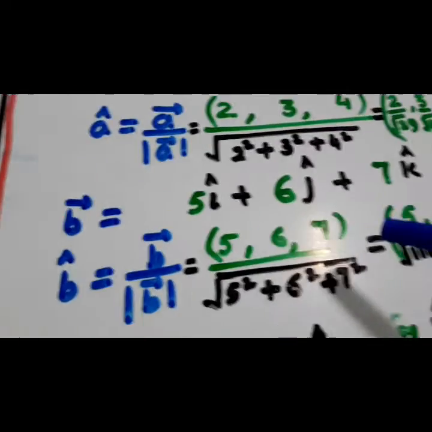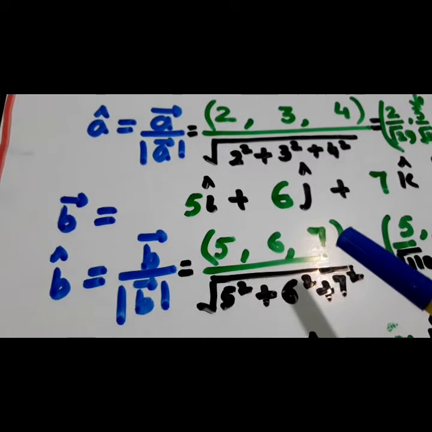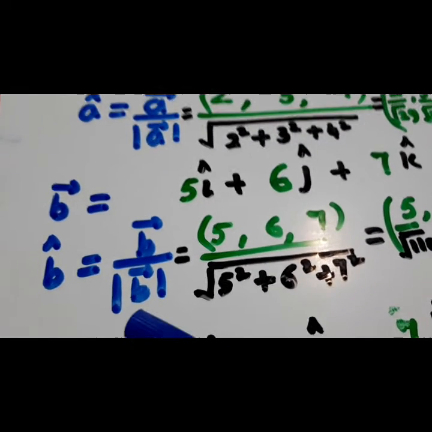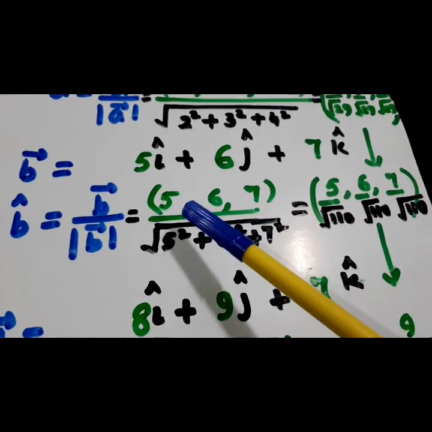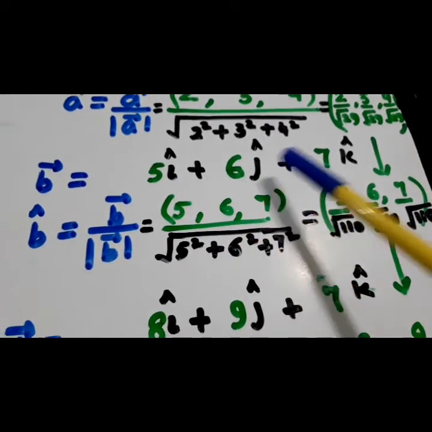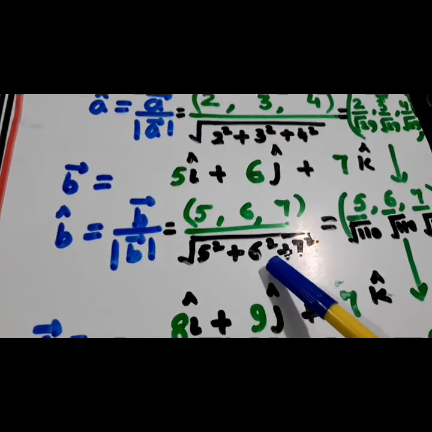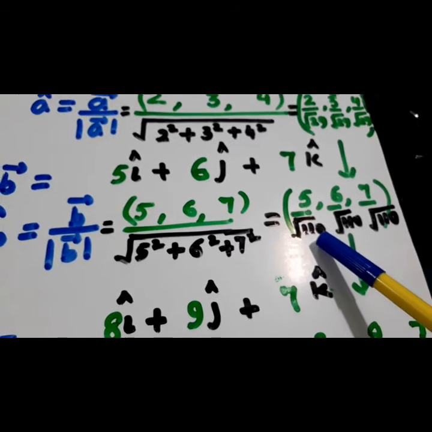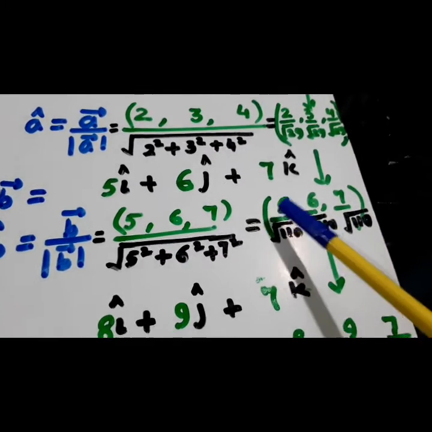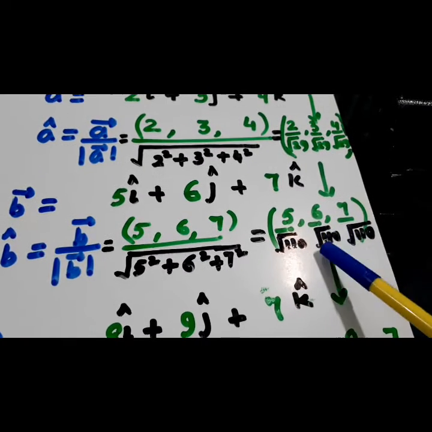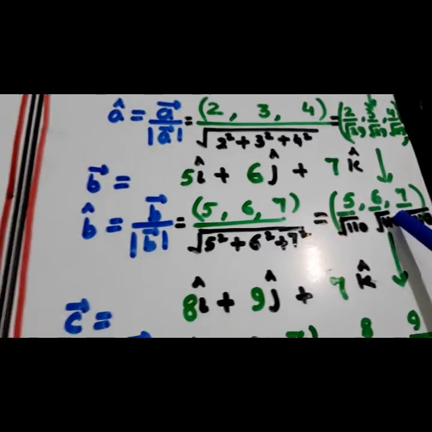Now look here, vector B is there. It is 5i plus 6j plus 7k. Now let us convert it into the unit vector. Vector divided by magnitude. So this is 5, 6, 7. These are the scalar components of the vector. Divide by the magnitude, that is 5 square plus 6 square plus 7 square. It works out to under root 110. So you just divide 5 by under root 110, 6 by under root 110, 7 by under root 110. So these are called DC.